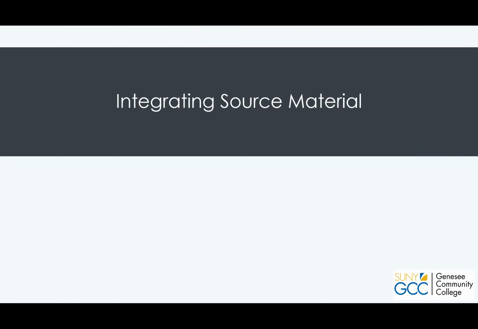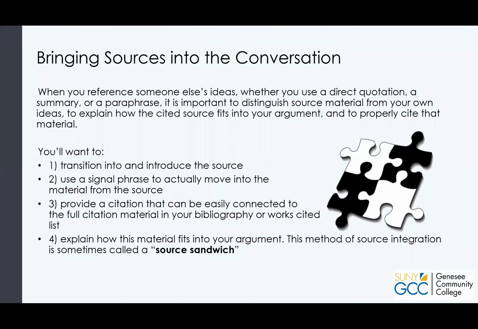We will start with integrating source material: bringing sources into the conversation. When you reference someone else's ideas, whether you use a direct quote, a summary, or a paraphrase, it's important to distinguish source material from your own ideas, to explain how the cited source fits into the argument, and to properly cite that material. Remember, we discussed how bringing in reliable sources as backup for our position on something will strengthen our side of the story.